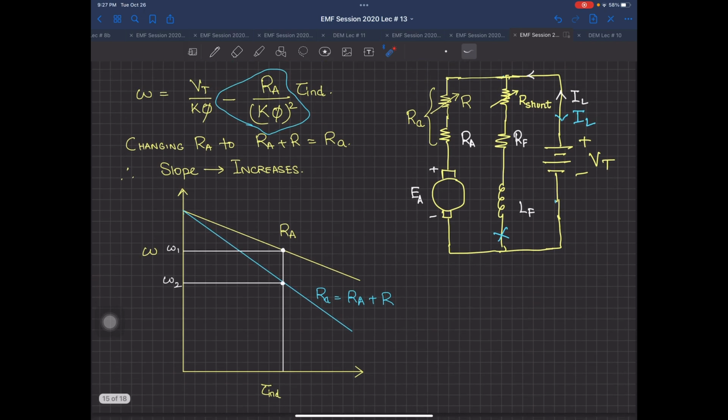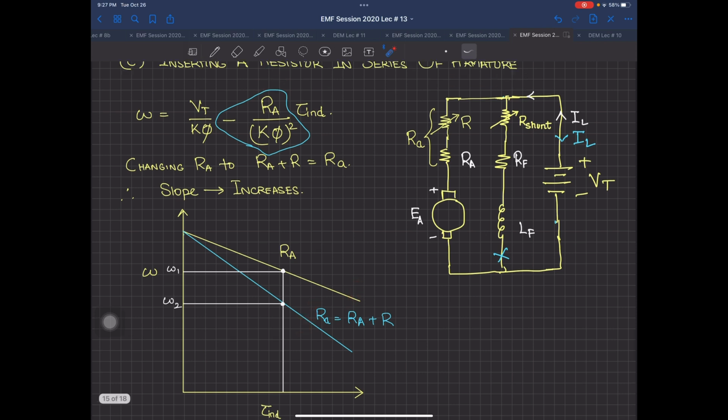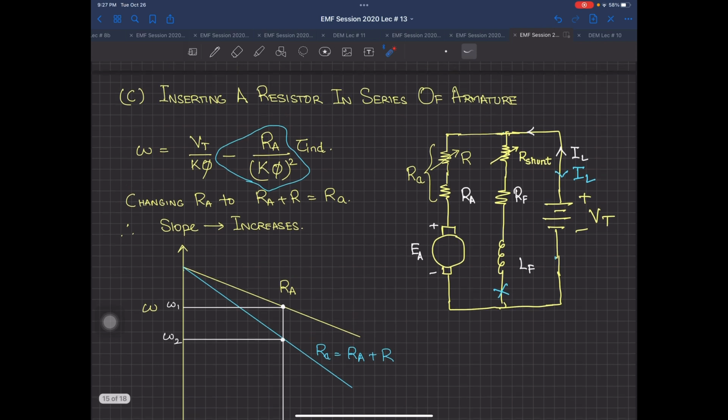So your speed-torque characteristics have the same point over here, because the applied voltage is still the same, that is Vt. They both have the same Vt by K5, but the slopes are changing. So this one certainly has more slope as compared to this one. So certainly this method, again inserting a resistor, is a crude method, and a little obsolete.